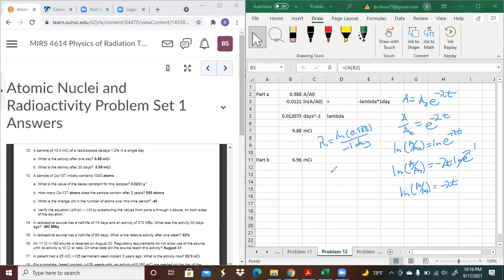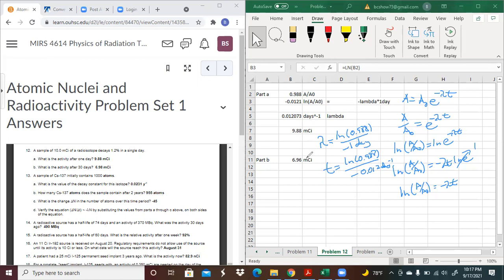Once I have that, then I can turn around and solve for time. So the natural log of 8, and then divided by minus lambda, which is 0.012 days to the minus 1. And then I've got the time. So I come up with 9.88 millicuries.